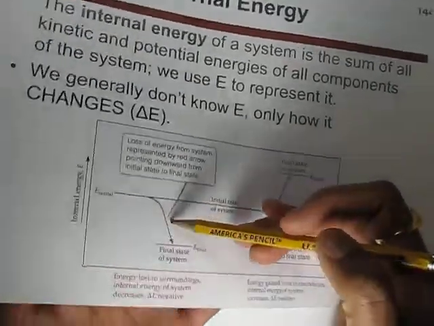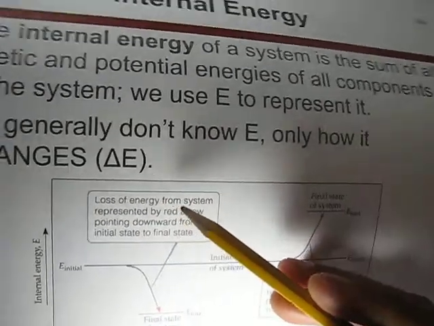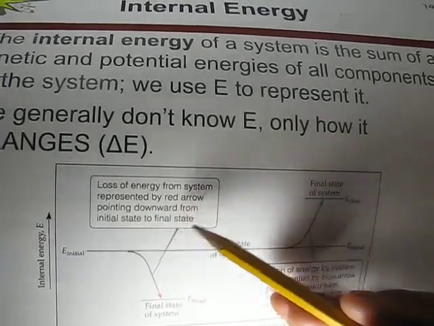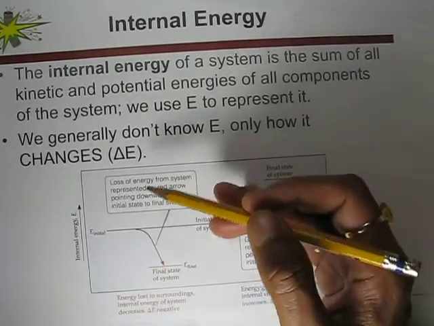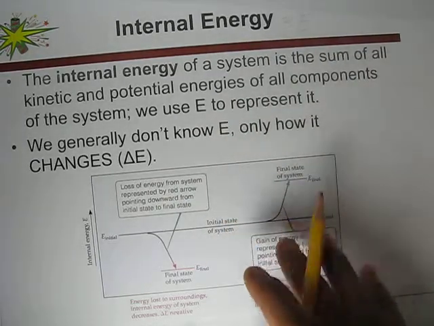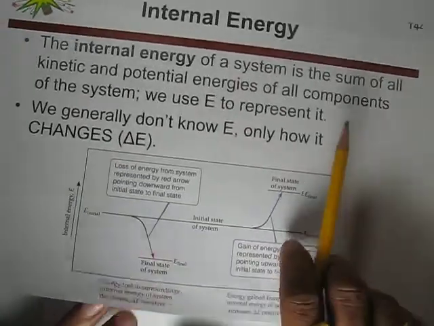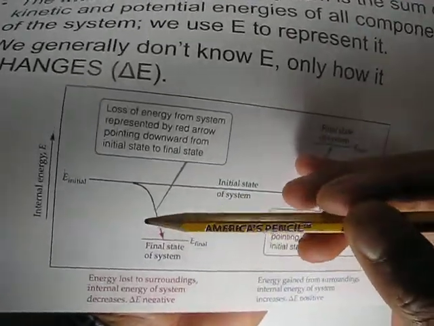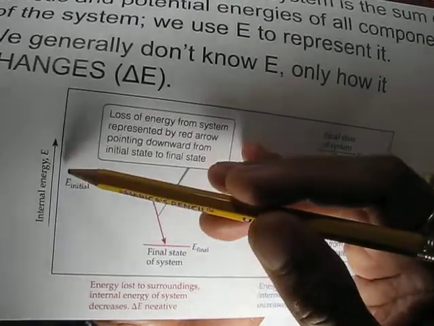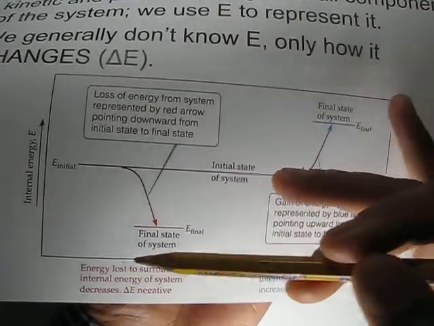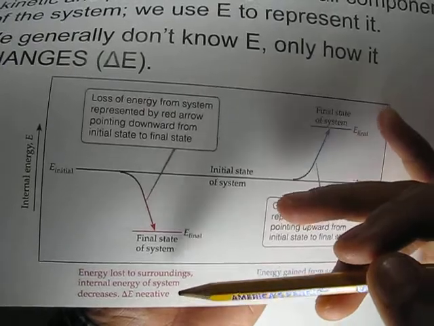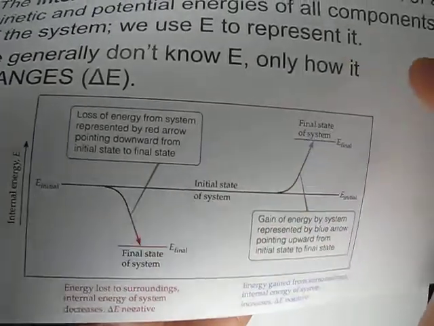if the system is losing energy, the loss of energy from the system is represented by the red arrow pointing downward from the initial state to the final state. So if the system is losing energy, we have to write it like this: initial energy, and then final energy, which is less than initial energy. So loss of energy means the final energy of the system will be less than the initial energy. Energy lost to the surroundings, the internal energy of the system decreases, means delta E will be negative. I will show you how this delta E is negative in the next slide.